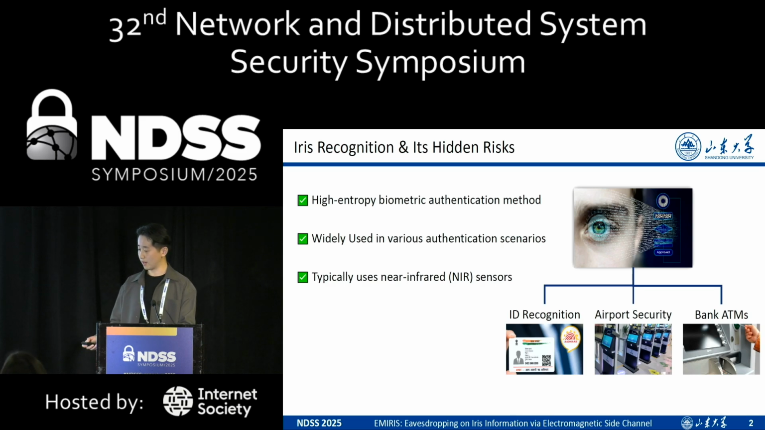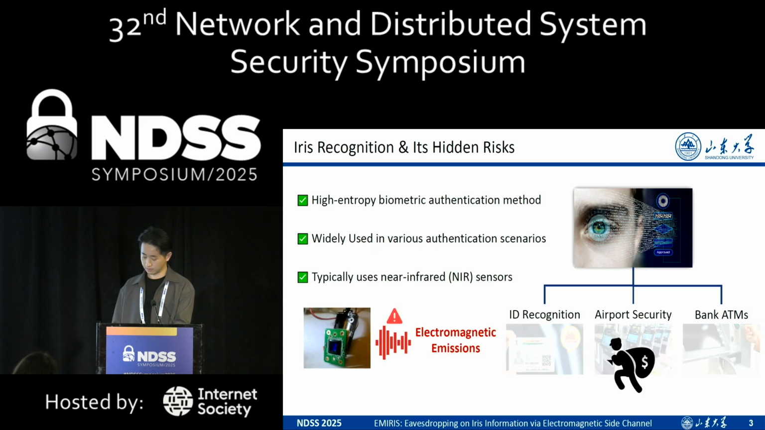Let's begin by understanding the hidden risks related to iris recognition technologies. Iris recognition technology is widely used in security-sensitive applications, including ID recognition, airport security, and bank ATM machines. It's considered one of the most secure biometric recognition systems due to its high entropy and stability. However, the near-infrared sensors in iris recognition devices emit electromagnetic signals during operation. These unintended emissions may expose sensitive information and create a security risk.